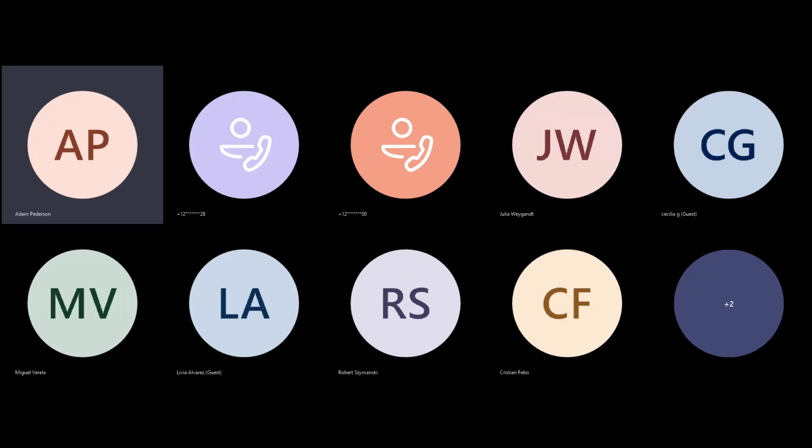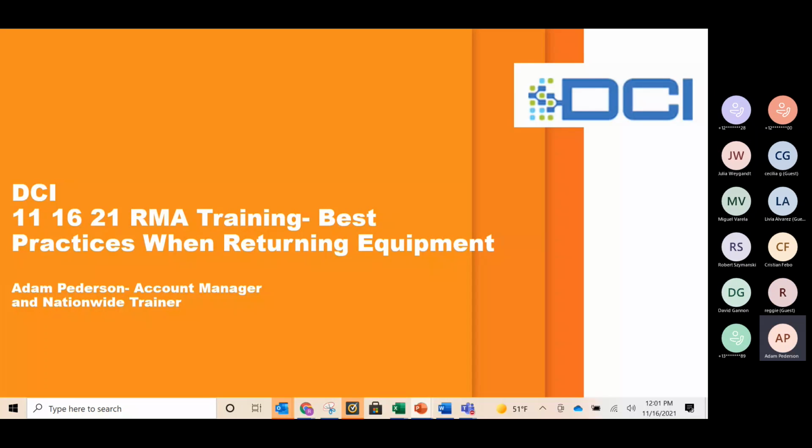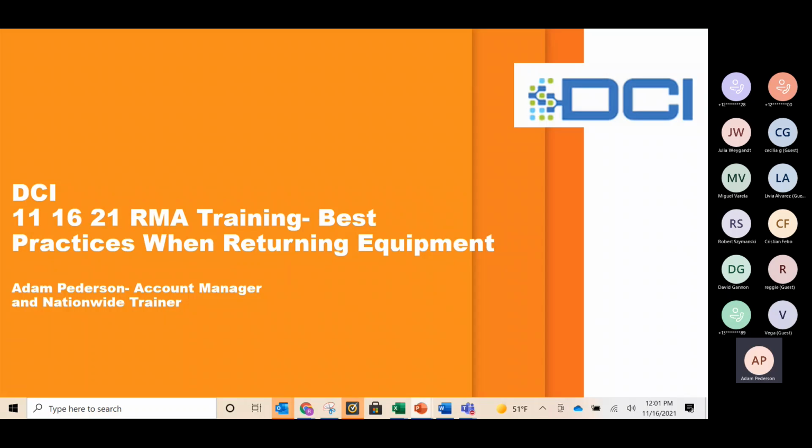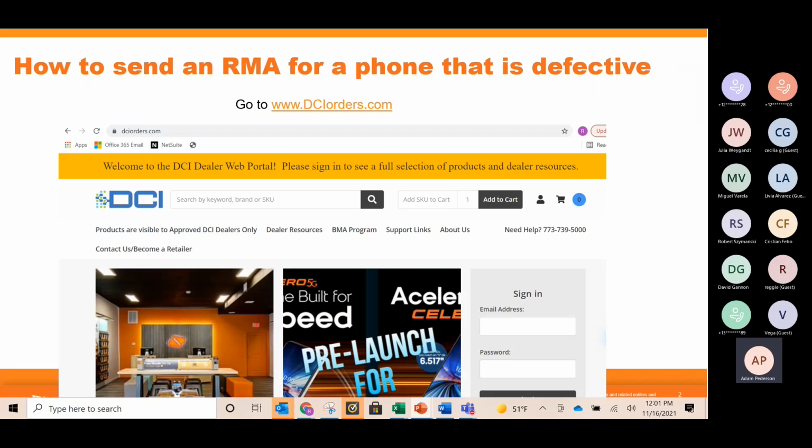RMA training. So, your best practices when you are returning equipment. We're going to start with the nuts and bolts, just the basics: how do you actually process a return? How do you go about doing these for your doors? A lot of these resources are out there for you on our main website. The same website you order your phones from is where you're going to process your returns.